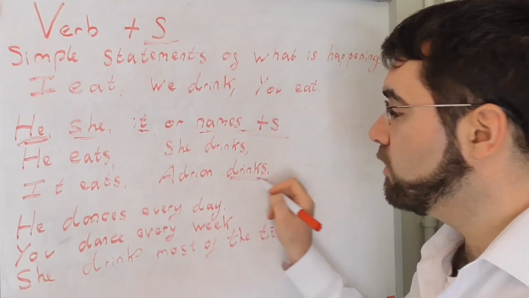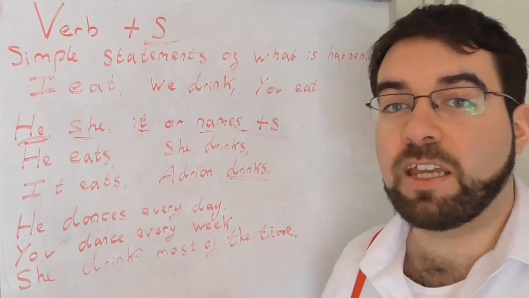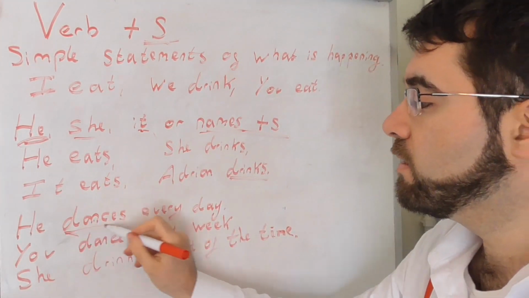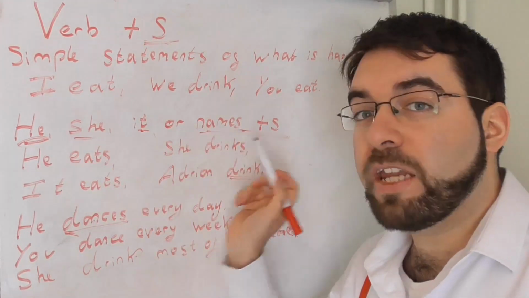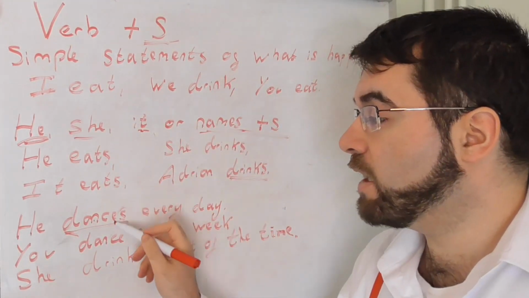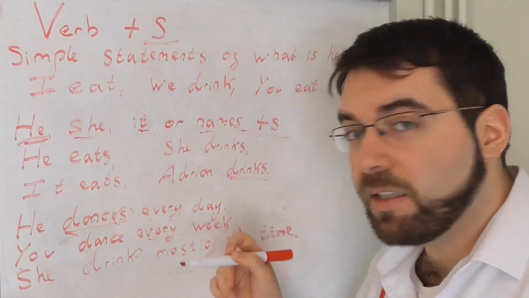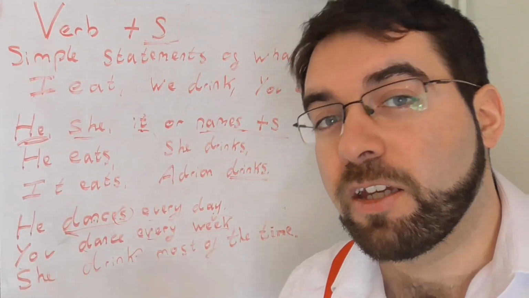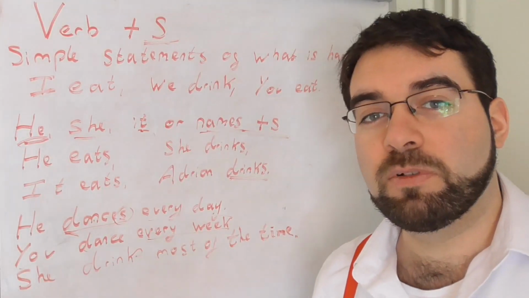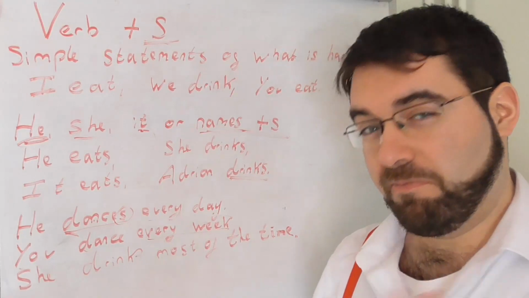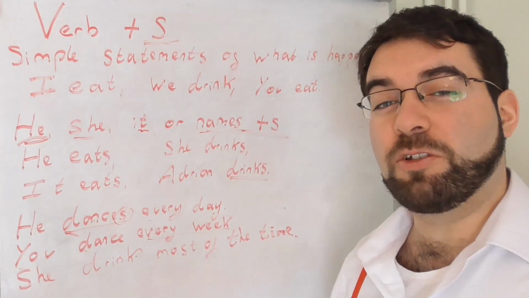Adrian drinks. Or Adrian reads. Adrian reads from the board. He dances. Again, he, she, it, or names with the s at the end. S at the end of the verb. He dances every day. You dance every week. You dance every week at the nightclub. You dance when you want. You do what you want.